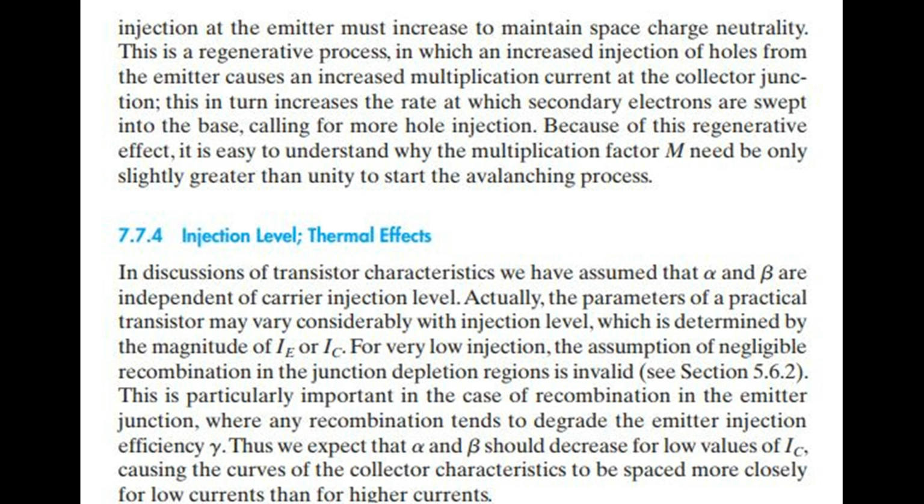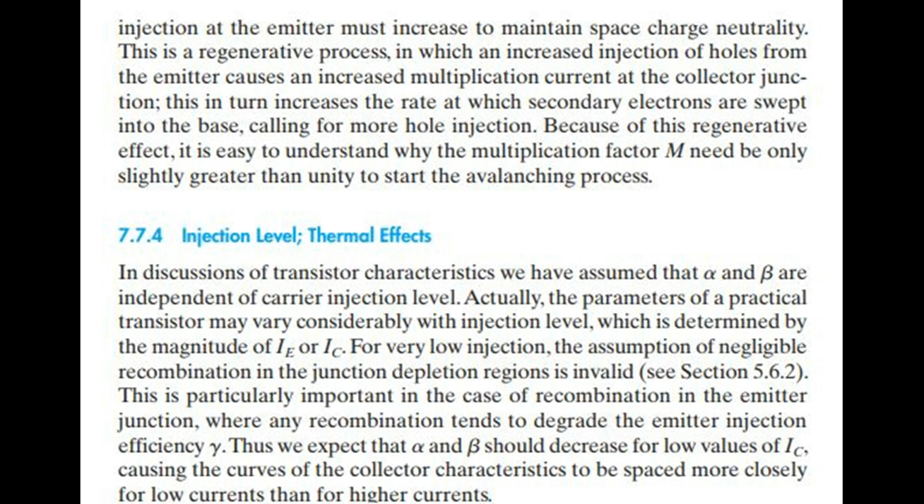Injection level, thermal effects. In discussions of transistor characteristics we have assumed that A and B are independent of carrier injection level. Actually, the parameters of a practical transistor may vary considerably with injection level, which is determined by the magnitude of IE or IC. For very low injection, the assumption of negligible recombination in the junction depletion regions is invalid, see section 5.6.2. This is particularly important in the case of recombination in the emitter junction, where any recombination tends to degrade the emitter injection efficiency G. Thus we expect that A and B should decrease for low values of IC, causing the curves of the collector characteristics to be spaced more closely for low currents than for higher currents.